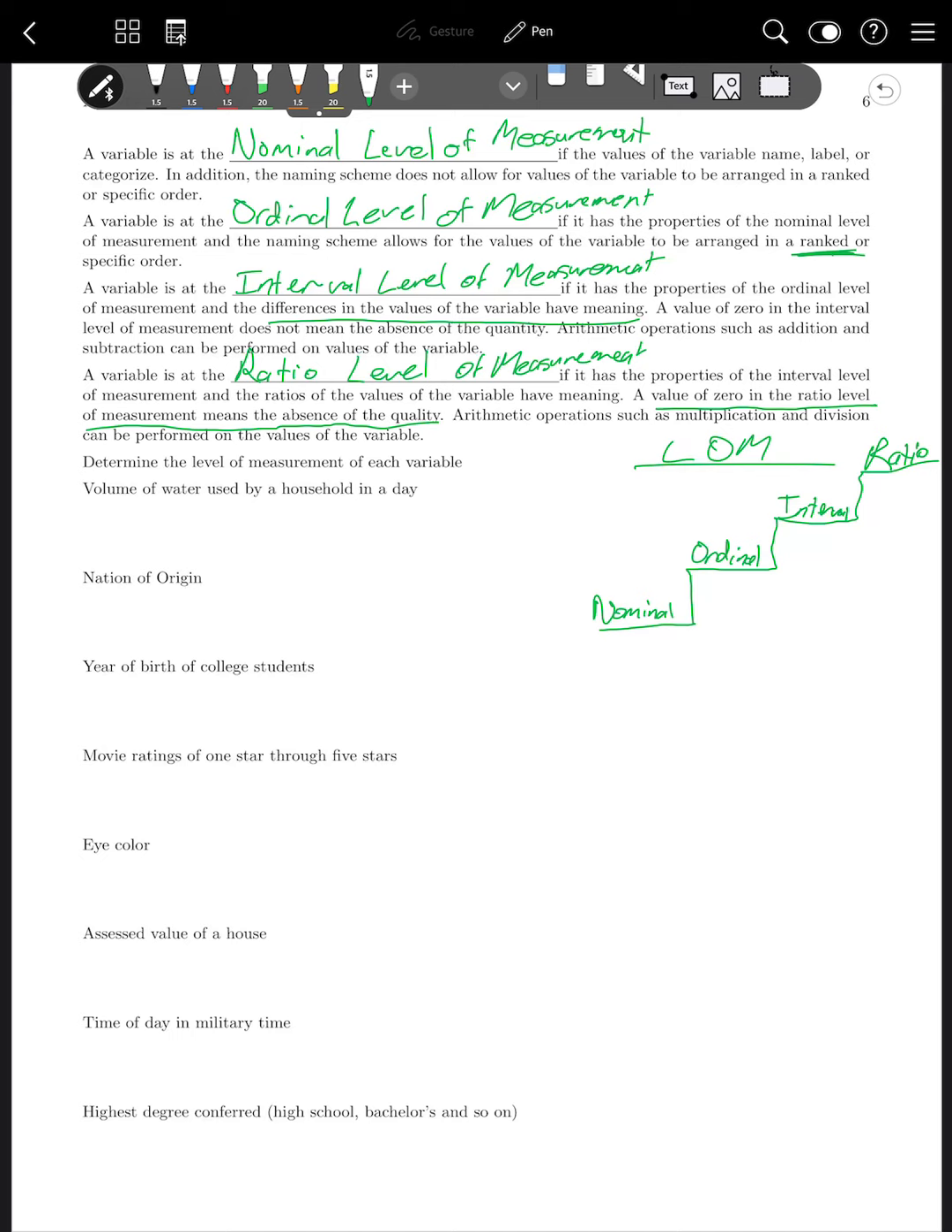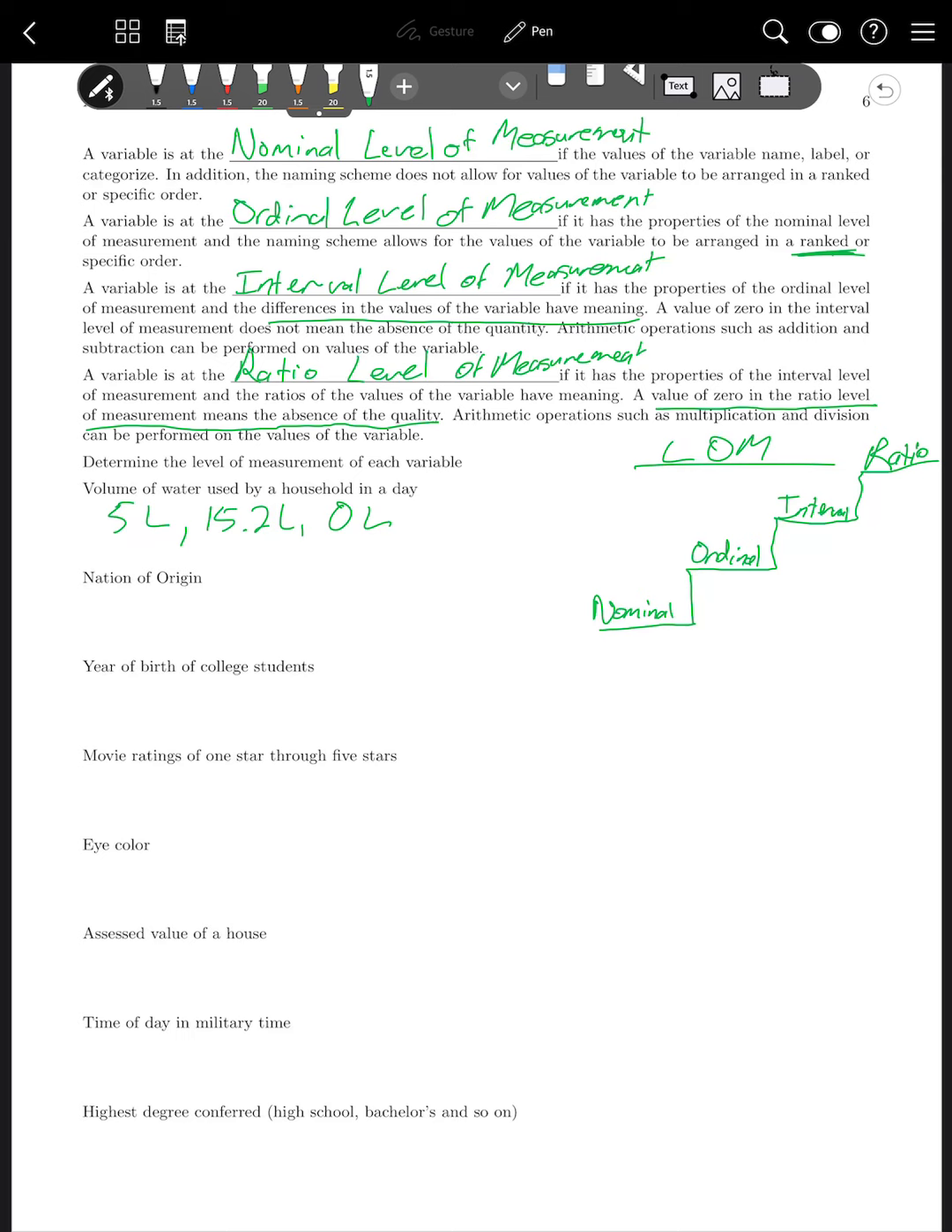Volume of water used by a household in a day. First thing is, if we had some values of that, you could even try to write out what some of these values might look like, right? How much water could you use in a day? Well, you could use 5 liters, 15.2 liters. You could even use 0 liters of water, right? So the question is, can I put those in an order? Yes, I could order them. It would go in a ranked order: 0, 5, 15.2. I could put those in order.